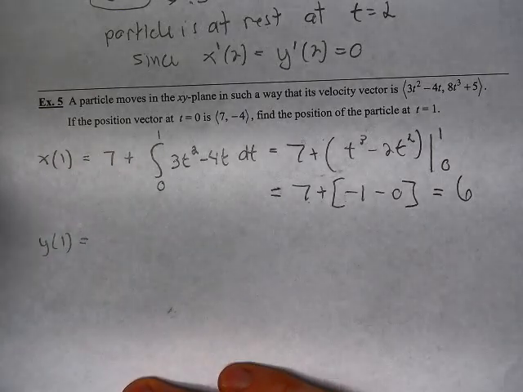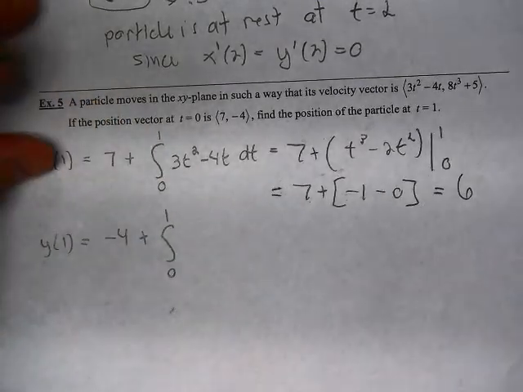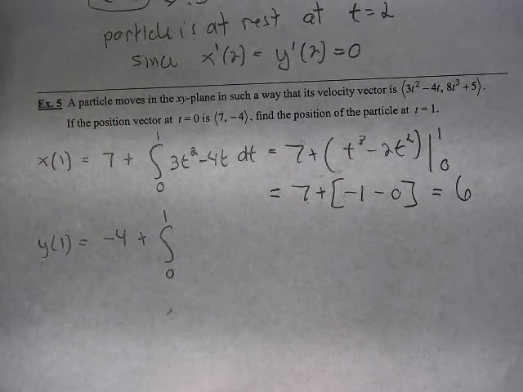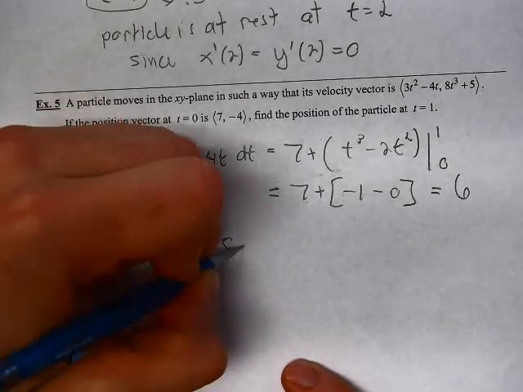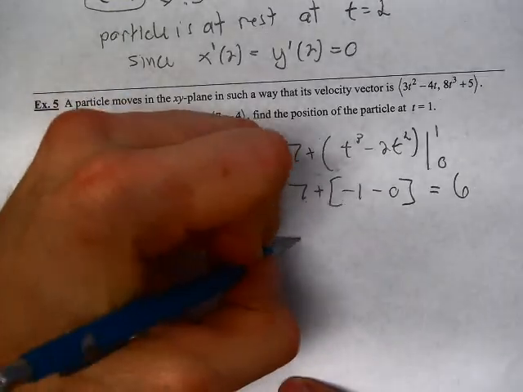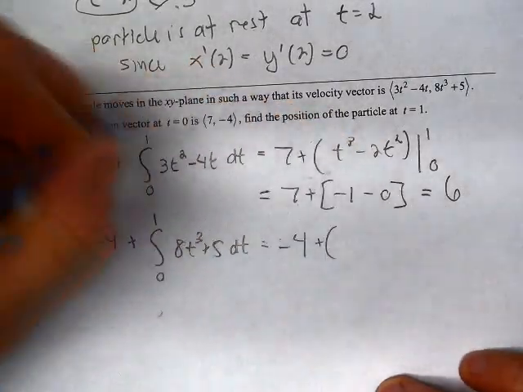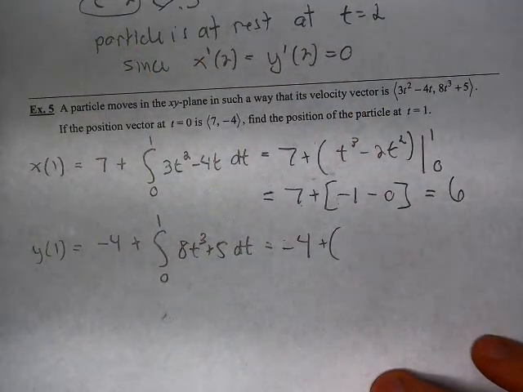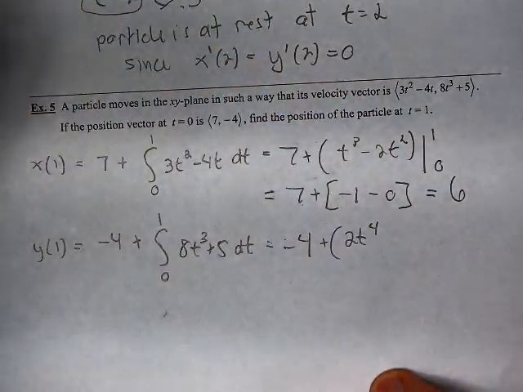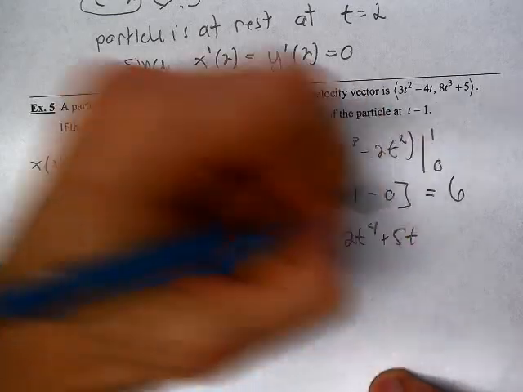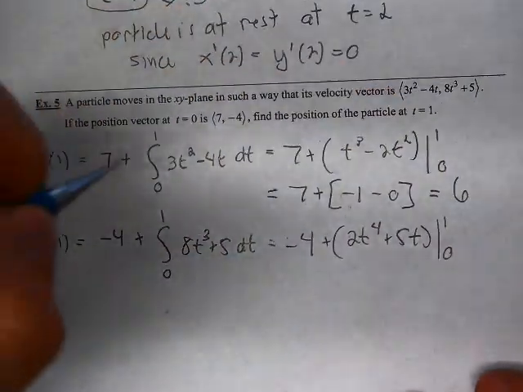Y of 1, we started at negative 4, and we're going to add the change in the position from 0 to 1 of 8t cubed plus 5 dt. So it's negative 4 plus, I'll have 2t to the 4th plus 5t, evaluated from 0 to 1.